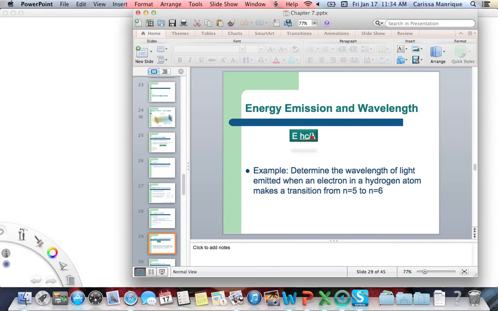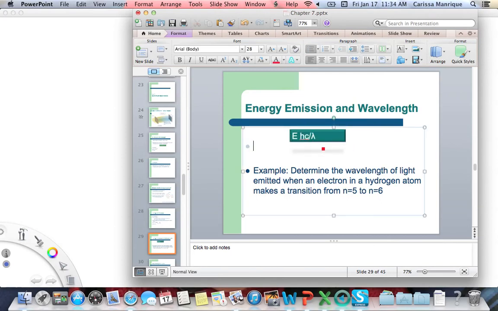Oh, and then here's the formula that puts wavelength and energy together. So you can see that wavelength and energy are associated with each other. So as wavelength, actually, let me make this bigger because you're not getting your equal sign. Okay, as wavelength is longer, energy is lower, and as wavelength is shorter, energy is higher, just like with light.